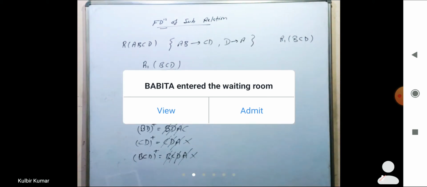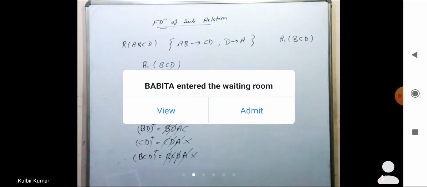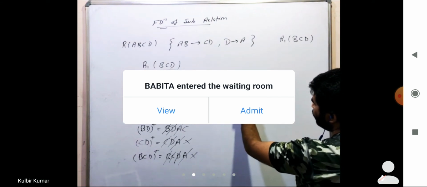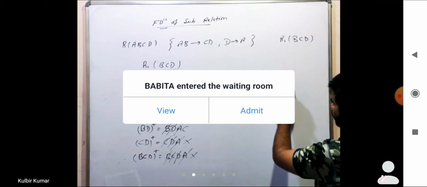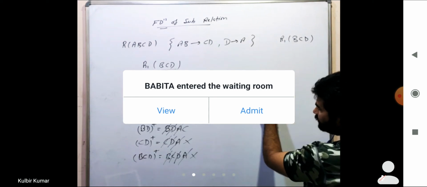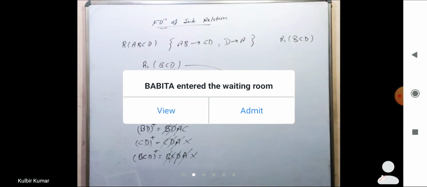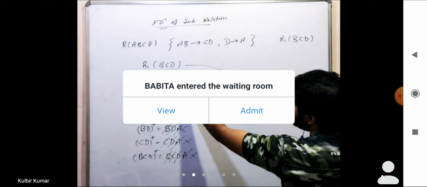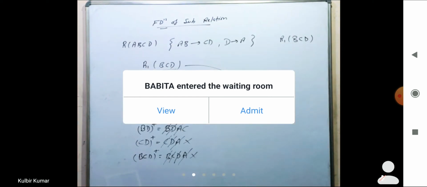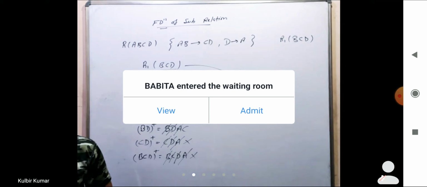So finally what can I say? Finally I can say that BD goes to C is the functional dependency for the sub-relation. This is the functional dependency set, let me say FD1, for this sub-relation. Okay. If this is the functional dependency set, then what can be the candidate key here?